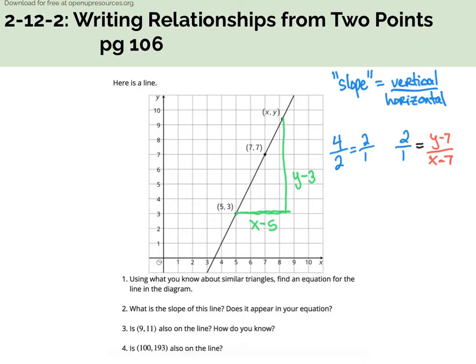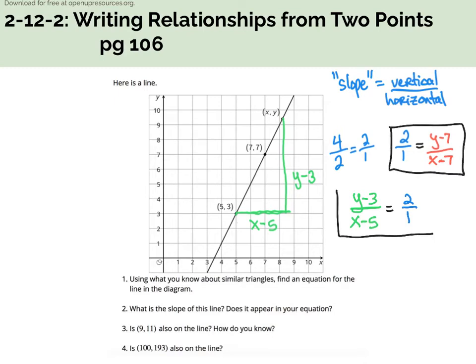And so we can find that slope. We can do the vertical over the horizontal, which is y minus 3 over x minus 5 for the green triangle. And then, thinking back to that blue one, we had that number, it was 2 over 1. So this is a second equation that we could have had. We could have had this one up here or this one down here.